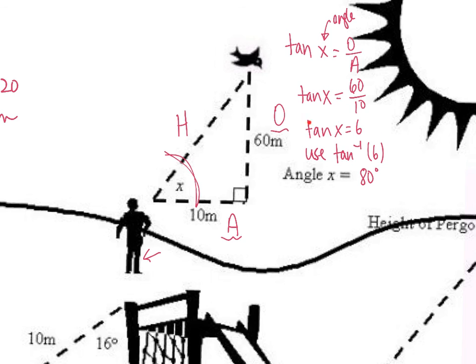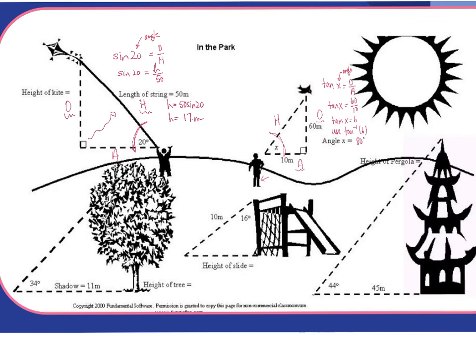I noticed that when we got to this stage, I had tan x equals 6, and I wanted to find the angle. I needed to use the tan inverse. On your calculator, that's going to be a shift or a second function, and then you just put in the 6. Make sure your calculator's in degrees, and you'll get 80 degrees. Good luck. Try the other 3 triangles for yourself.